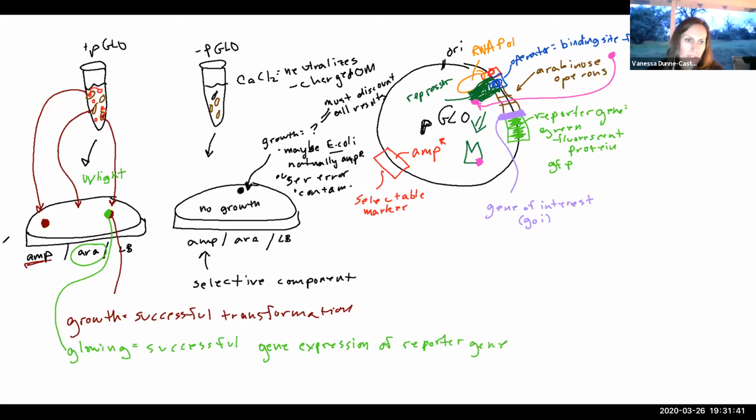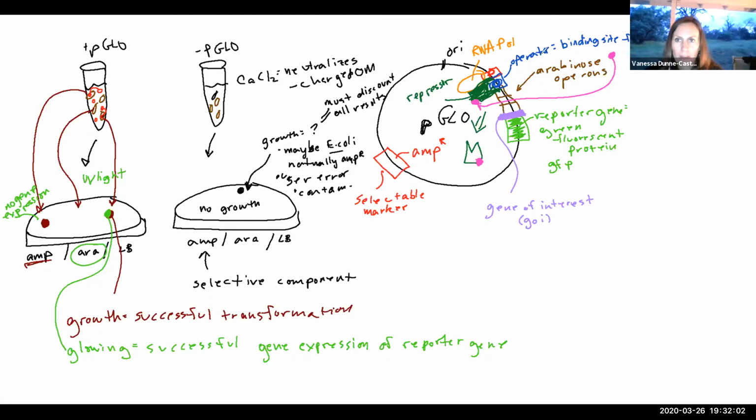And those that are not glowing but are still growing on that plate, this would tell you that these guys have no gene expression of the reporter gene, right? They might still have the plasmid, but they're not expressing the reporter gene.